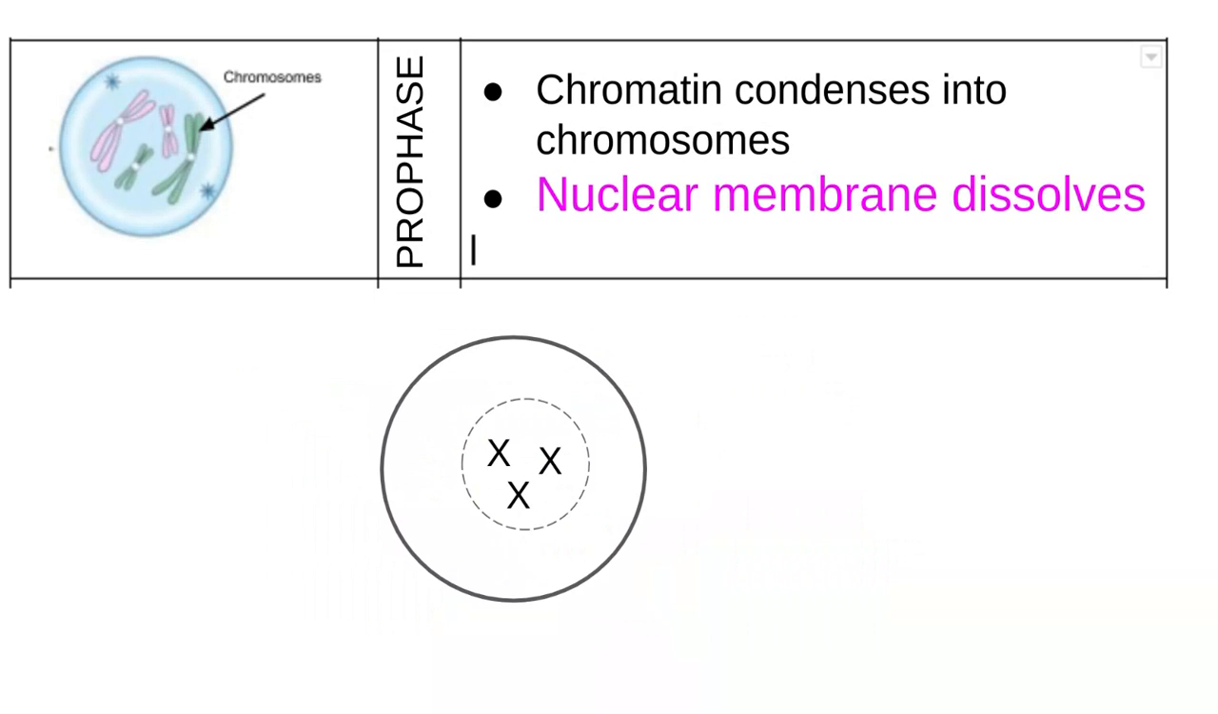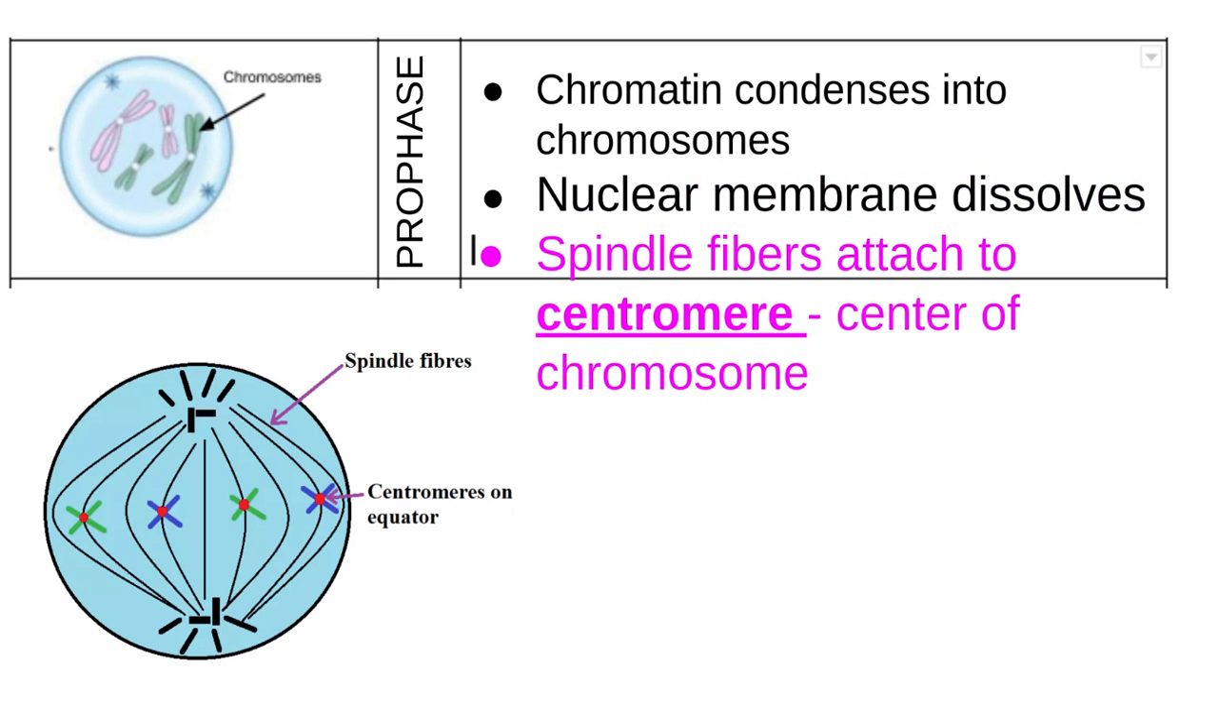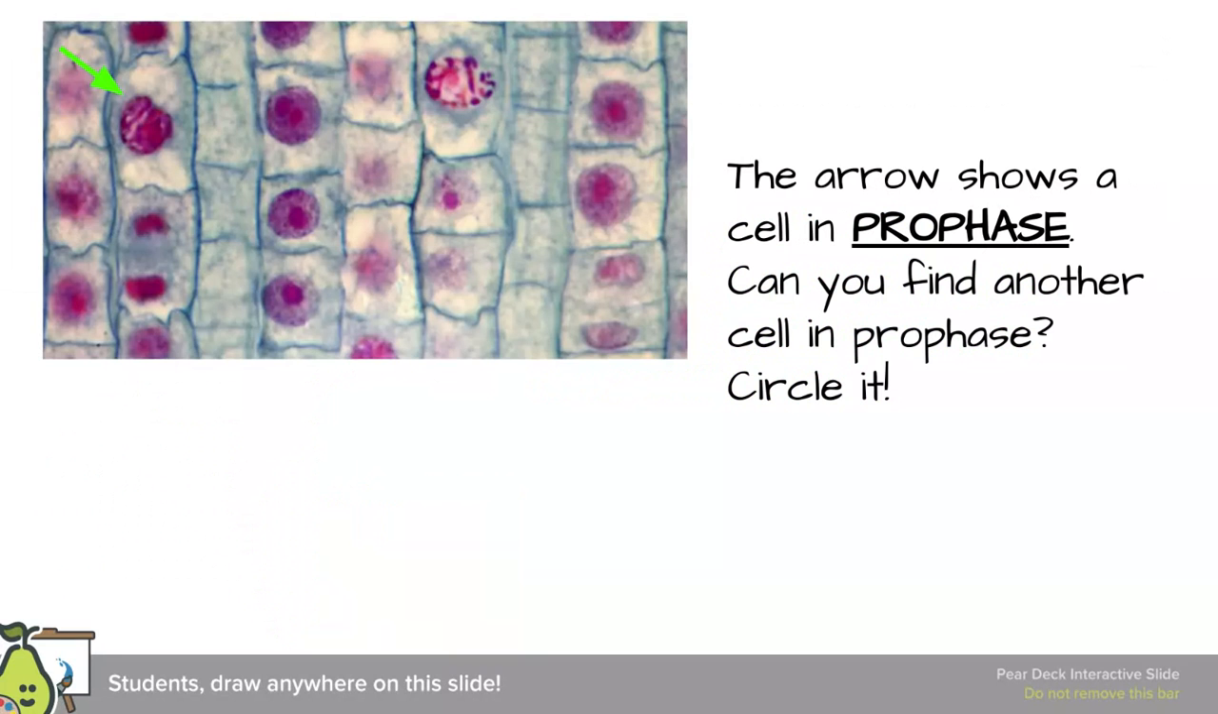Our nuclear membrane dissolves, and that's just so our chromosomes can move around because they're going to have to go half on this side and half on the other side. And then we get strings. So eventually, these little strings called spindle fibers, they're going to attach to the chromosomes, and half of the chromosome, one copy of the chromosome, is going to go this way, and the other copy of the chromosome is going to go this way. Again, pause if you need more time to write here.